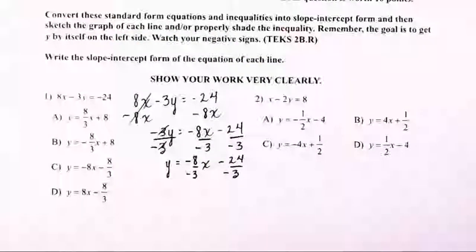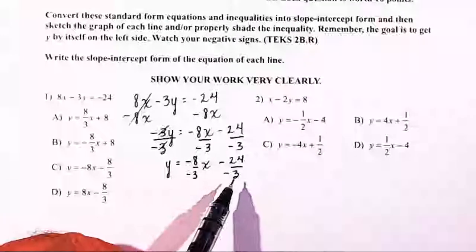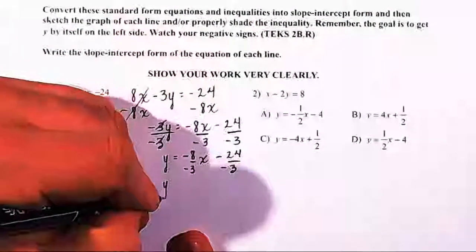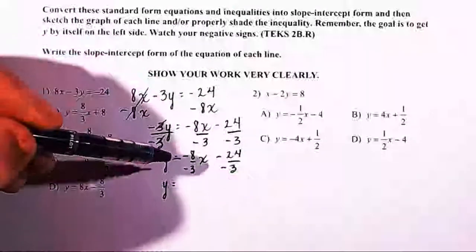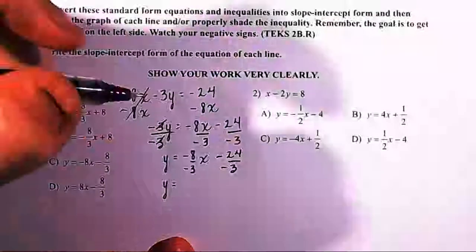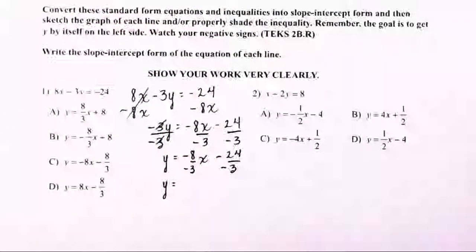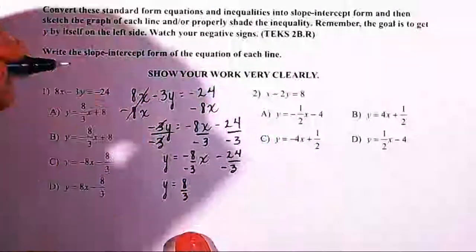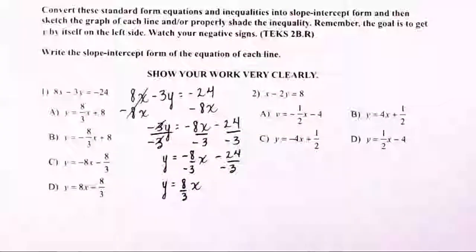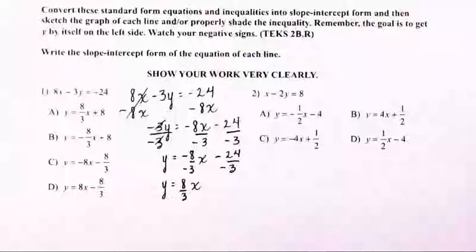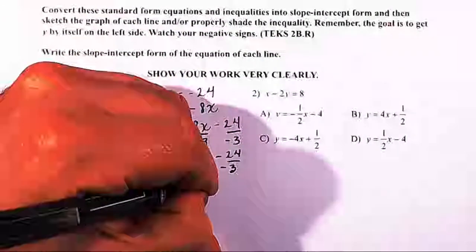Now this is not the end of the equation here, because we still need to get rid of negative signs and simplify this improper fraction. So we'll write y equals again. Now notice that we have negative 8 over negative 3, so negative over a negative gives us a positive. So what we can do is just get rid of those negative signs and write 8 thirds, or 8 over 3, x, and then we have, again, a negative over a negative, so that's going to be plus 24 over 3.